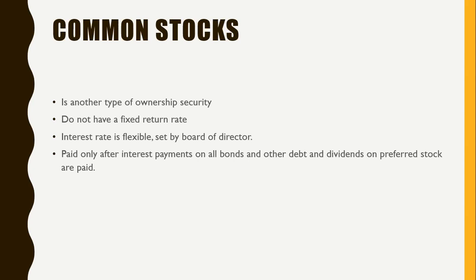So for common stock, it is another type of ownership, and common stockholders are the ones running the business. They have the voting right to choose the management to represent them running the business. However, the common stock does not have the fixed interest rate. The interest rate is set by the board of directors. Whether to give them higher or lower interest rate will depend on that year's business performance.